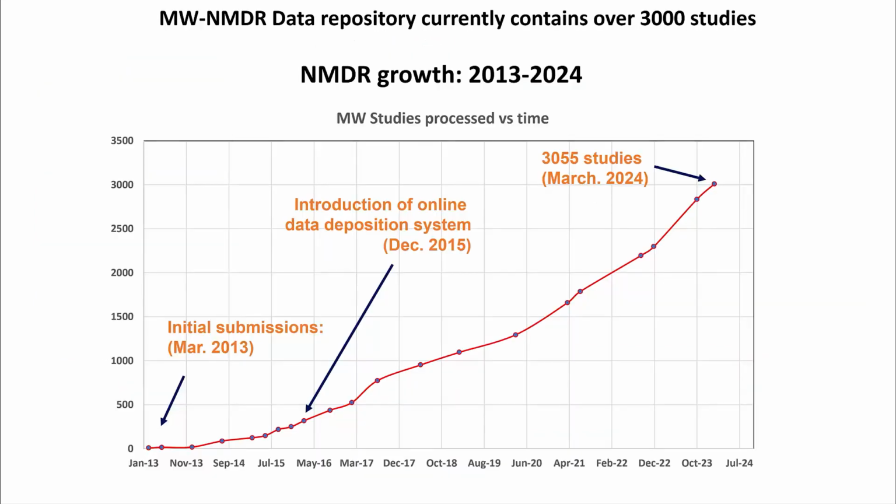Next slide. This slide provides an overview of how the data deposited into NMDR has grown over time. As we can see here, it has continuously been growing, and particularly in December 2015, an automated online deposition system was introduced based on all the experiences that we gathered over the previous 3 years, and we saw a substantial increase in the number of studies deposited after that, and the momentum has continued.